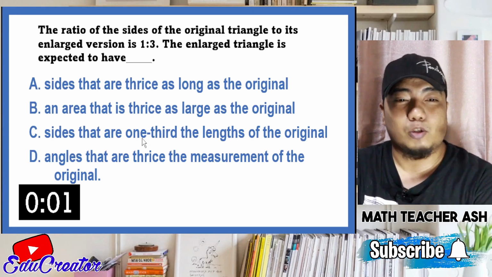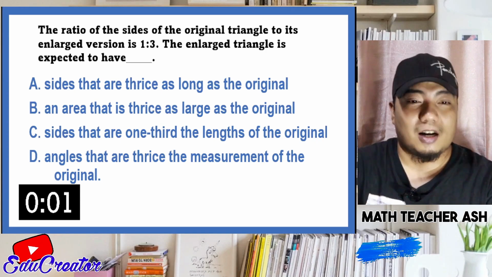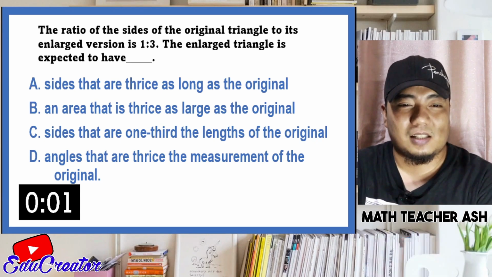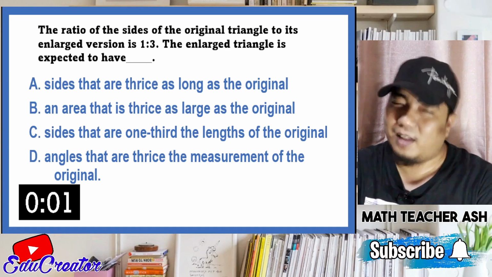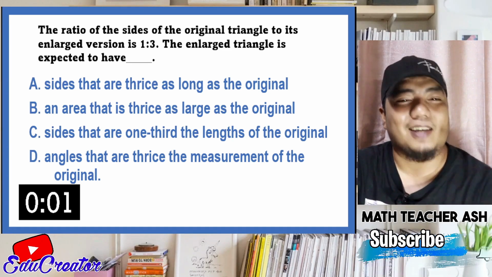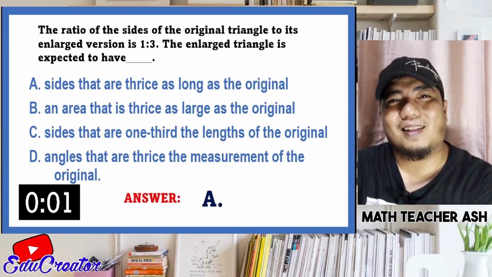In these choices, as I said earlier, it is enlarged, so it is 3 times as much. And letter C says it is one-third of the length, so letter C is wrong, and the correct answer here is letter A. Okay, let's check whether we are correct. All right. Easy, my dear math learners, right?